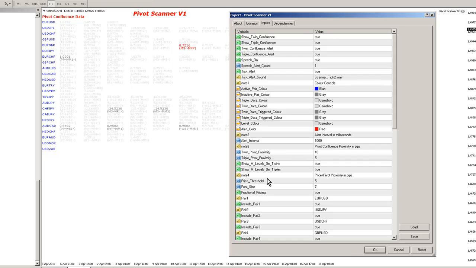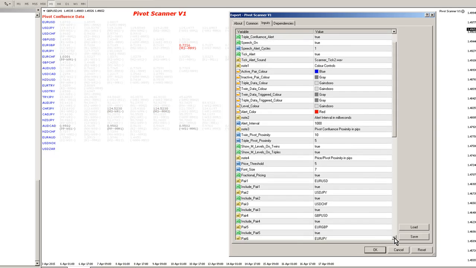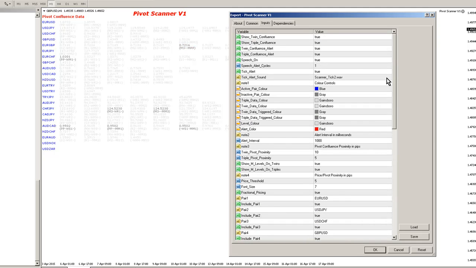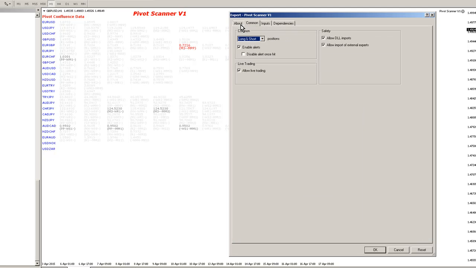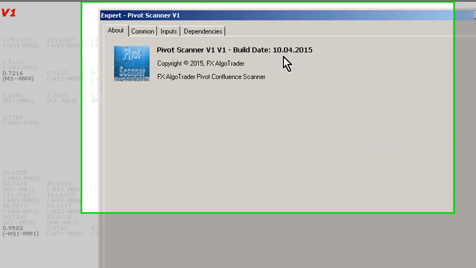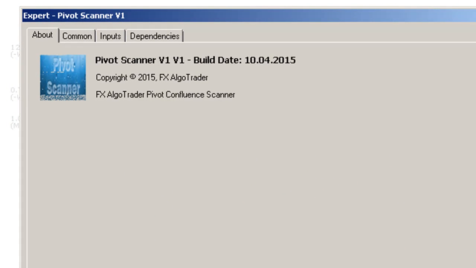You can also now, with this new version, include specific pairs that you want to monitor. And so that obviously allows you to customize the pair coverage or the number of pairs that you want to scan. And that's kind of about it, really. So we'll be producing a more up-to-date data sheet on this shortly. So you can see here, the build date on this is 10th of April 2015. In fact, I made some revisions to it yesterday, which is the 16th of April. So this is pretty much hot off the press, much more usable.